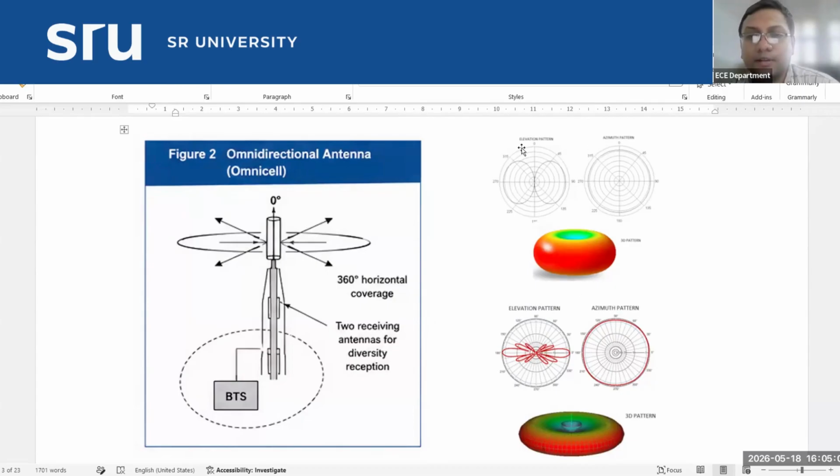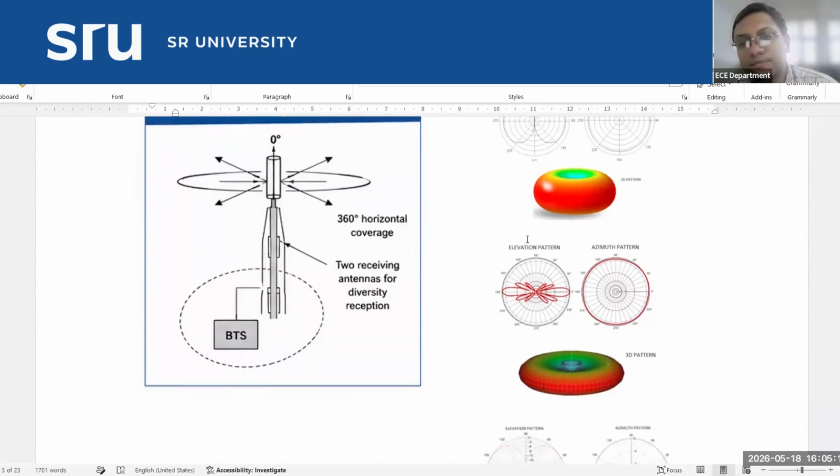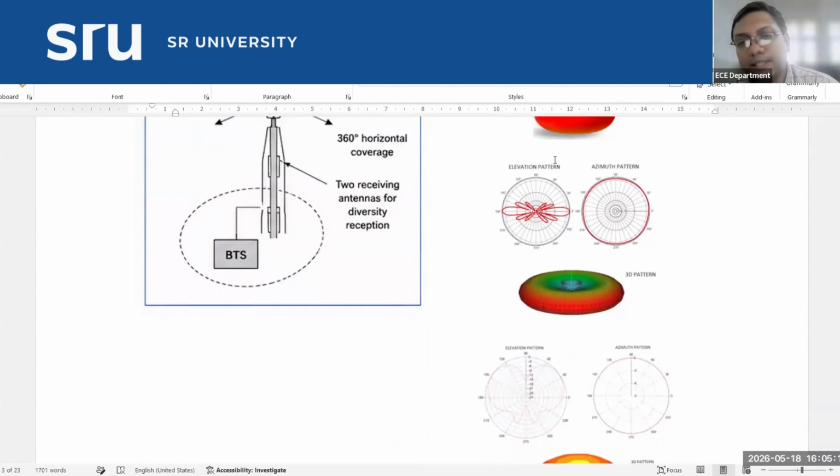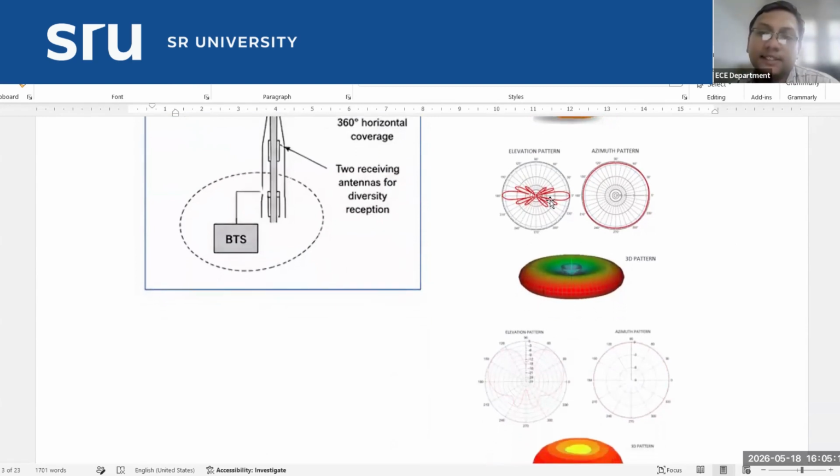In the first example, that was a normal figure of 8 elevation pattern, but the azimuth pattern or horizontal pattern is perfectly circular. But in the second case, this is a high gain antenna. If you can see, in the vertical direction the power is confined. However, in the azimuth pattern, we can see that there is horizontal coverage. So this is a high gain antenna.